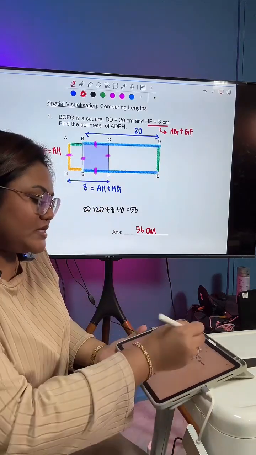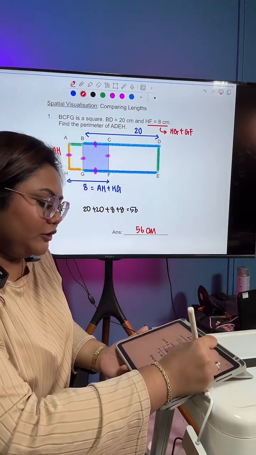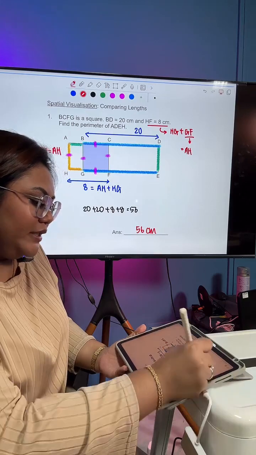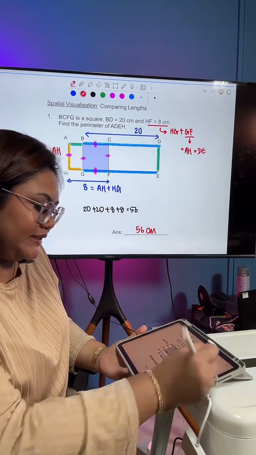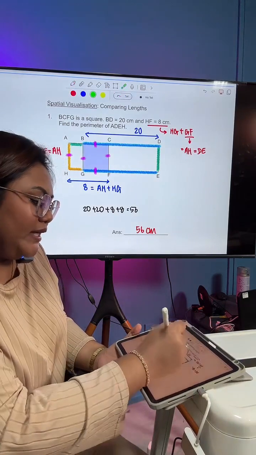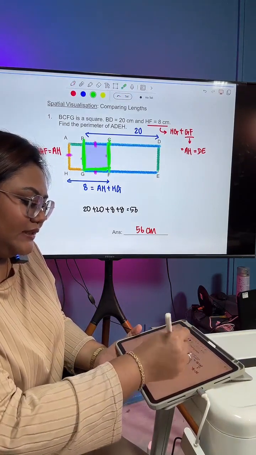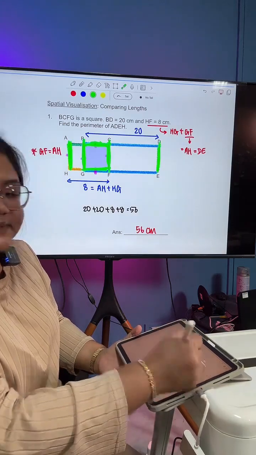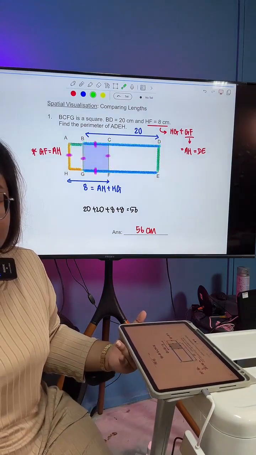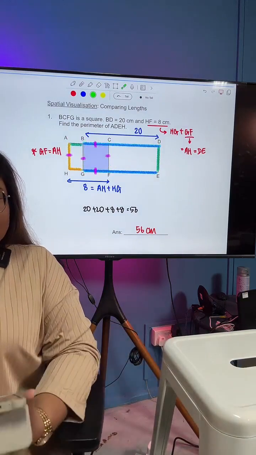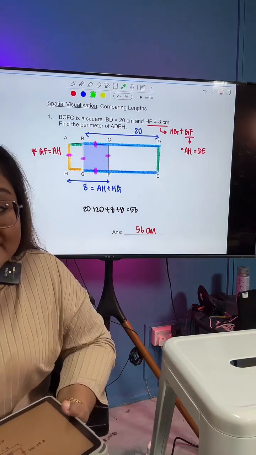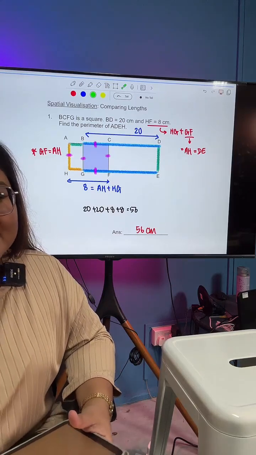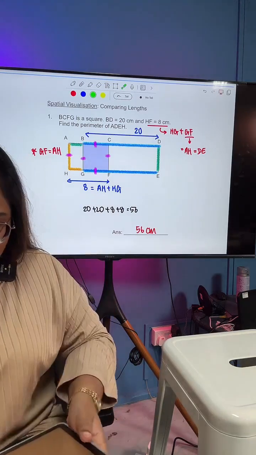Now, because BCFG is a square, GF is also equal to AH. And it is also equal to DE because they are a square. This is all the same size. Therefore, this one also same size, this one also same size. Can follow? Okay? Yes, indeed, this is primary school math. All good? Okay, one more time.